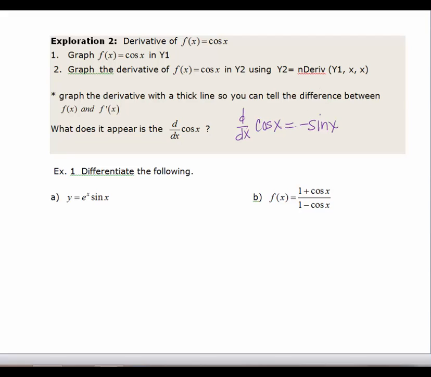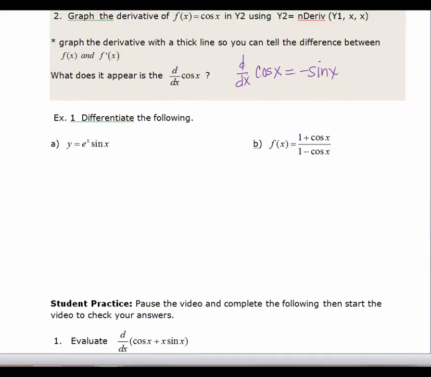For this one we're going to leave the proof out for this class. It's a similar proof to the one we did for sine x. Now we have two derivatives: the derivative of sine, which is cosine, and the derivative of cosine, which is the opposite of sine. We'll use these along with the rules we've already learned, the product rule and the quotient rule, to take some more complicated derivatives.